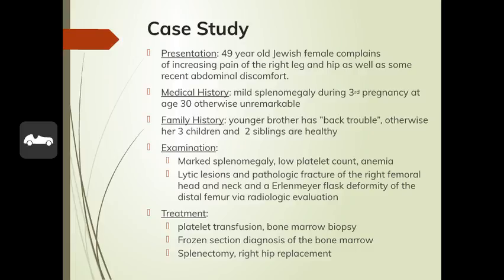Upon examination, the patient presented with marked splenomegaly, low platelet count, anemia, lytic lesions and pathologic fractures of the right femoral head and neck, and an Erlenmeyer-Flask deformity of the distal femur via radiologic evaluation. The treatment for this patient included a platelet transfusion, bone marrow biopsy, frozen section diagnosis of the bone marrow, a splenectomy, and a right hip replacement.